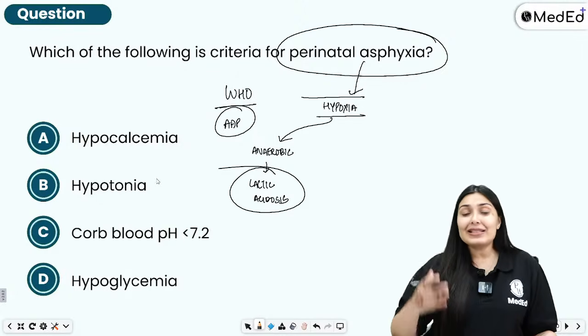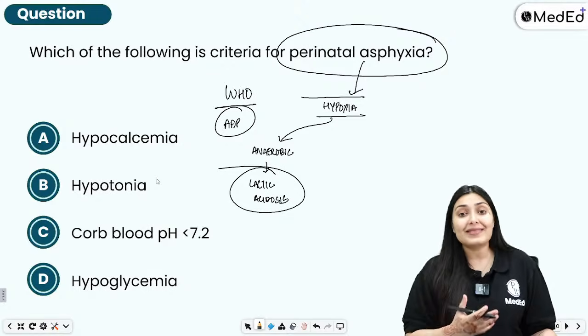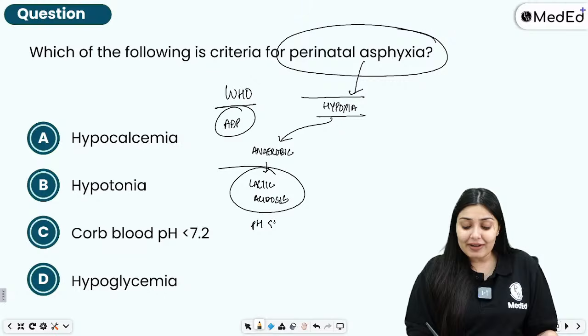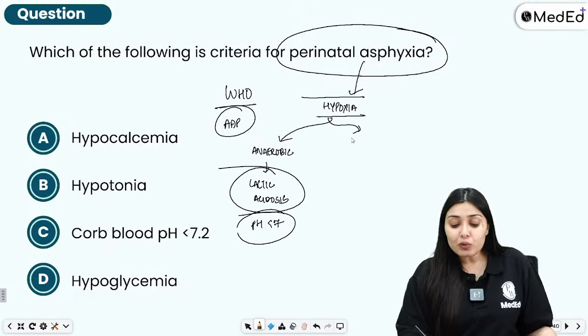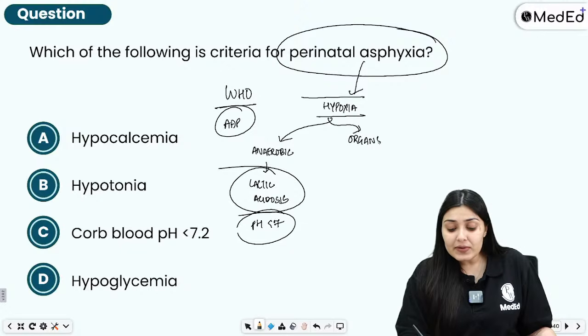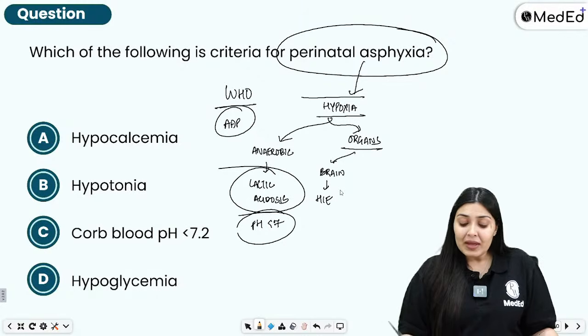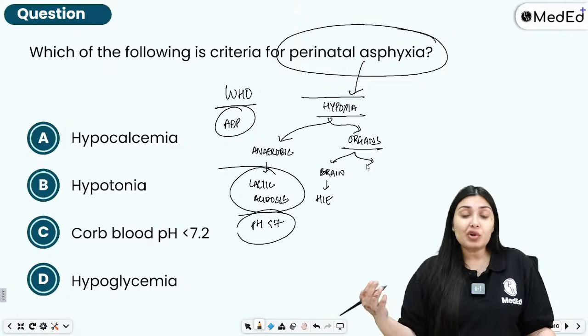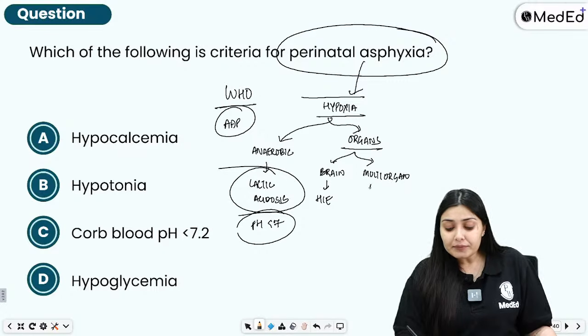Right? So there will be acidosis in the cord blood. And not just acidosis, there will be very profound acidemia. pH less than 7 is seen in cord blood. Then this hypoxia, I told you, is going to affect my important organs, and one important organ is the brain. It will lead to HIE, hypoxic ischemic encephalopathy, and it is also going to affect my other organs, so there will be multi-organ involvement too. Out of these, the most commonly affected is the kidney.